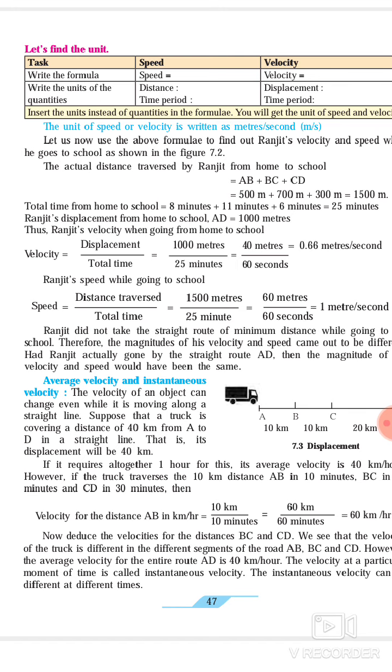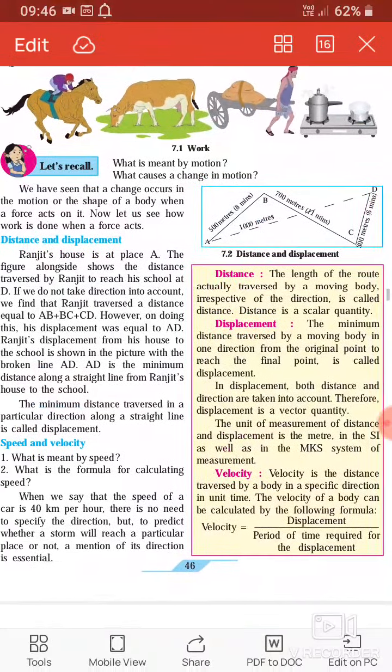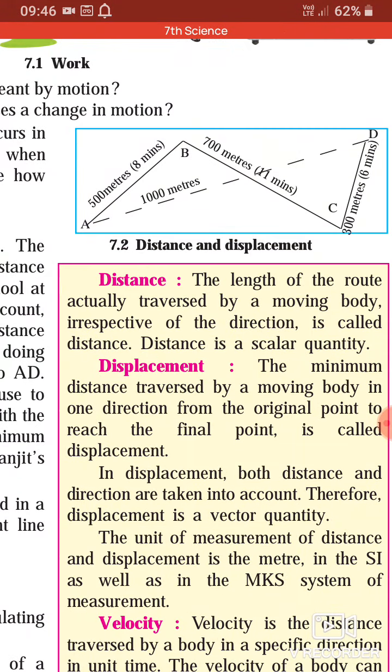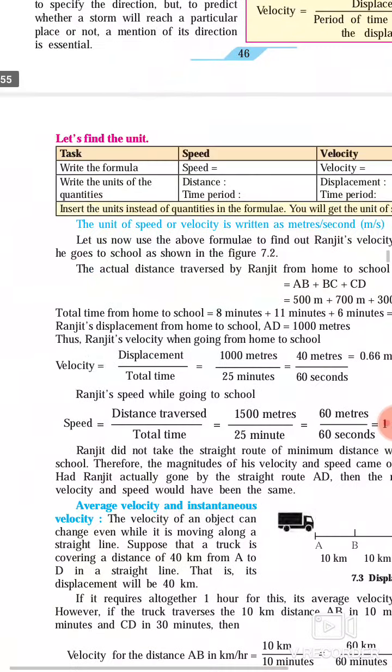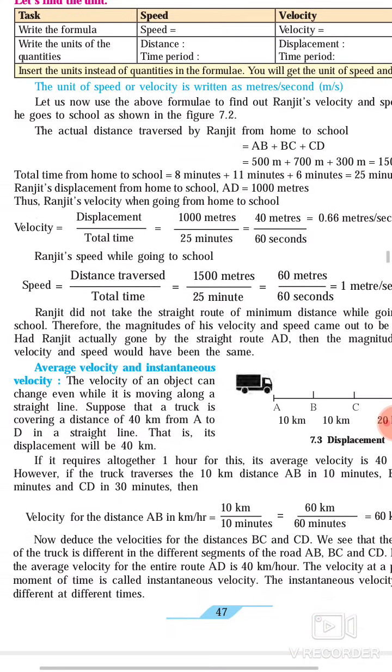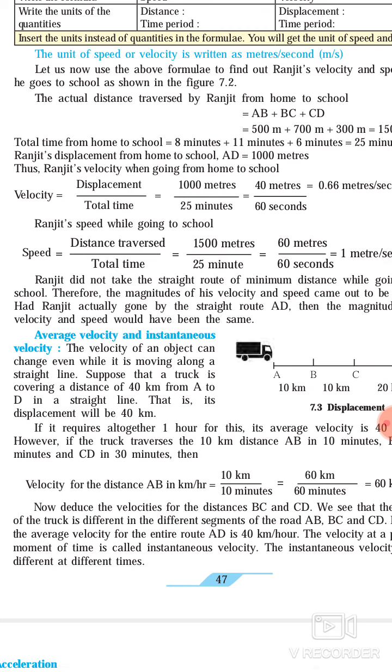If he goes directly, he can go from A to D in a straight line that is 1000 meters, so he does not have to travel that much. So at that time, what we are doing is calculating the displacement.